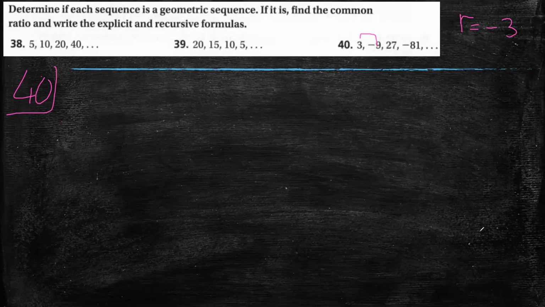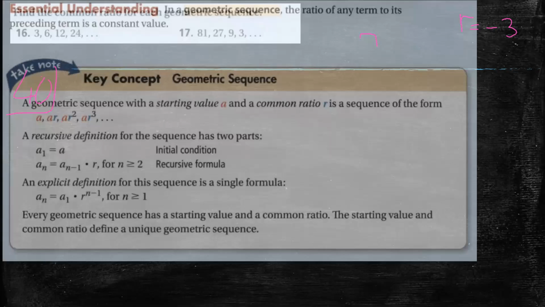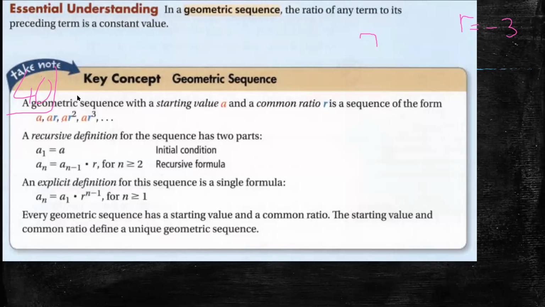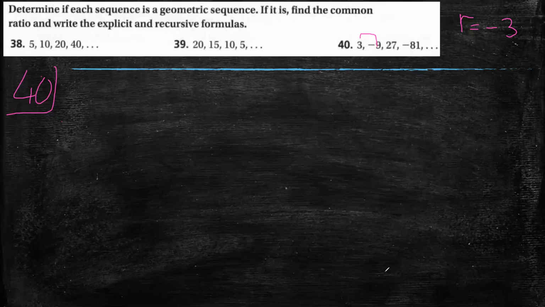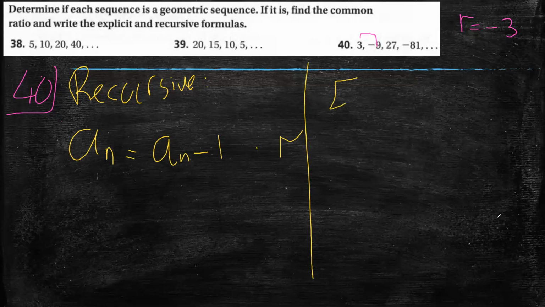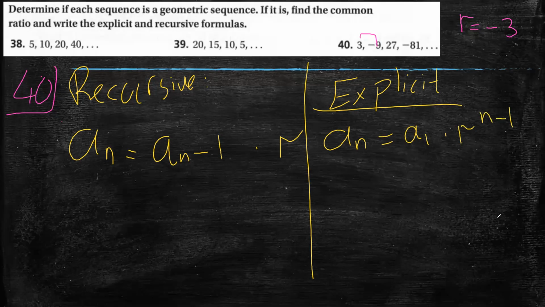Now, after we find the common ratio, I want to write the explicit and the recursive. Let's go back to remind you the definition of them. The recursive, what did I need? I need the previous one. So to write the recursive, I must say A sub n is the previous term times R. This is for the recursive. And for the explicit, you have to say A sub n is A sub 1 times R raised to the power n minus 1.